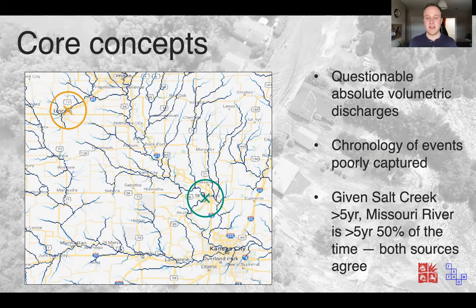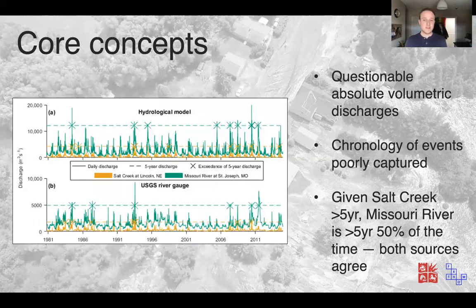As an example of the kind of things we've been analyzing, we've got our downstream site on the Missouri River at the green cross and circle, and our upstream tributary is Salt Creek at the orange cross. The top time series shows the modeled flows at these two sites, this time by PCR-GLOBWB, and at the bottom we have the observed flows. If you look at the y-axis, you can see that these deviate quite substantially.